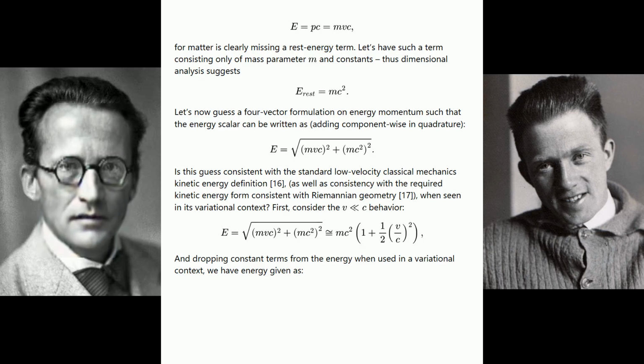Thus dimensional analysis suggests the next equation. Let's now guess a 4-vector formulation on energy momentum such that the energy scalar can be written as adding components in quadrature. See the equation. Is this guess consistent with the standard low-velocity classical mechanics kinetic energy definition [16], as well as consistency with the required kinetic energy form consistent with Riemannian geometry [17], when seen in its variational context?